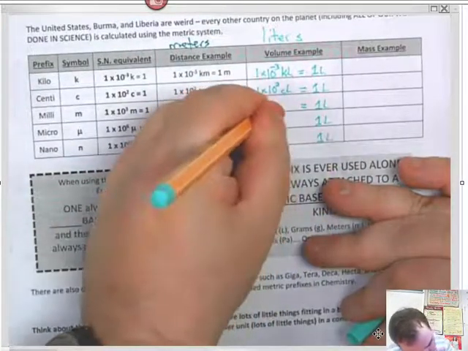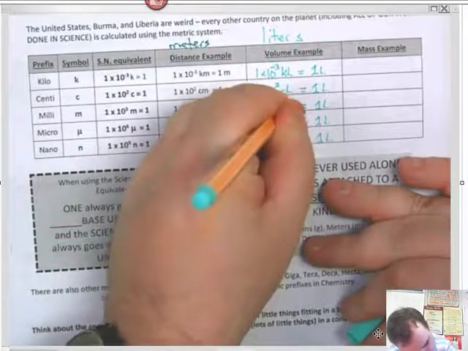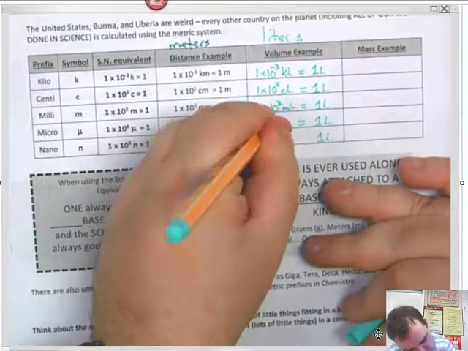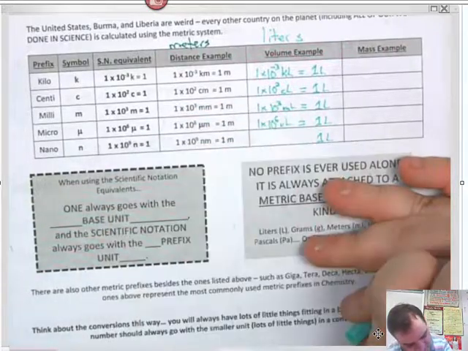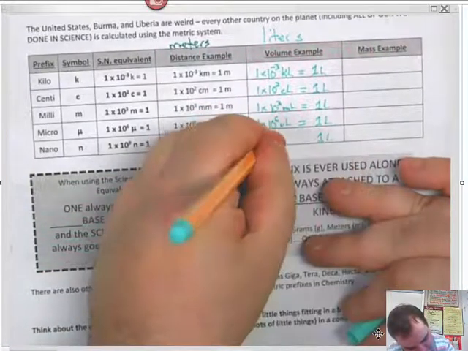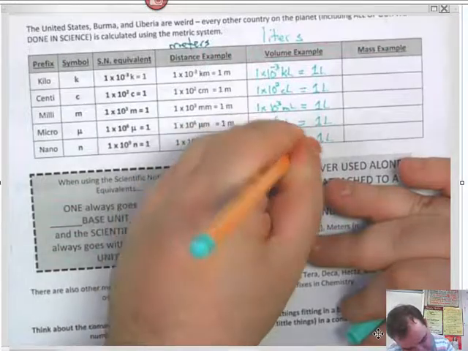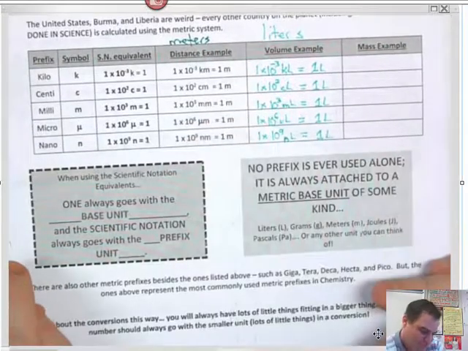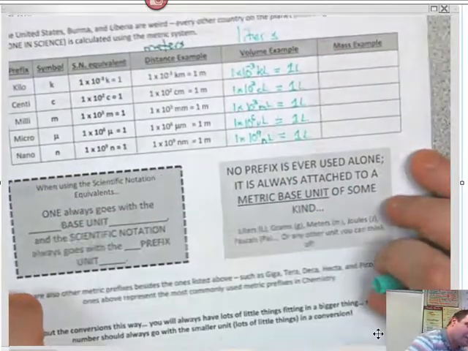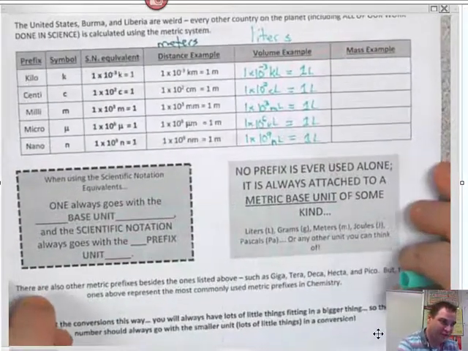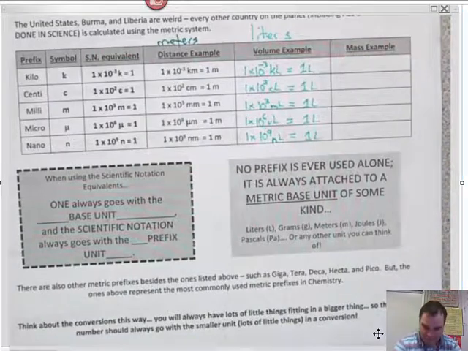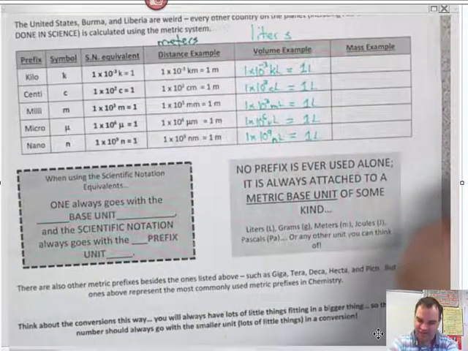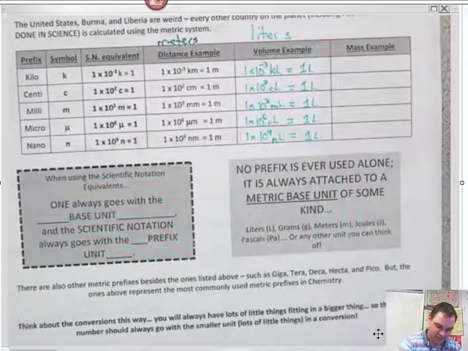Milli, 1 times 10 to the third milliliters equals 1 liter. 1 times 10 to the sixth microliters equals 1 liter. 1 times 10 to the ninth nanoliters equals 1 liter. Okay? Those are our volume examples right there. Remember, we have to go to the base unit. Base unit is always going to be 1 something for us.